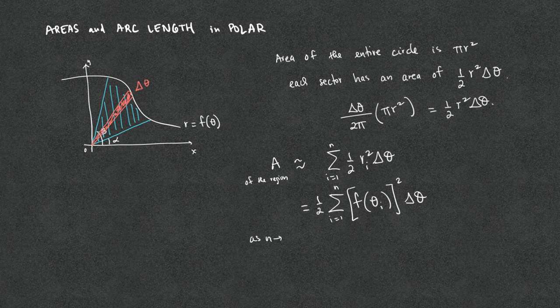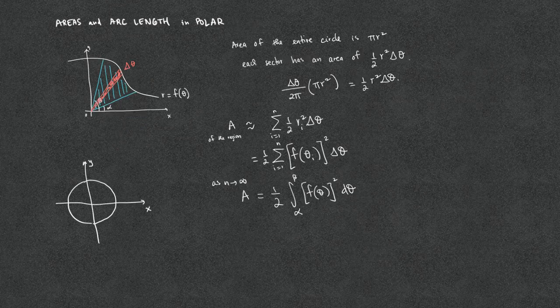And as n goes to infinity, this Riemann sum would give us the exact area. The area of the region is 1/2 the integral of f of theta, the quantity squared, d theta. We add up all of these sectors from alpha to beta. The lower limit of integration is therefore alpha, and the upper limit of integration is beta. This formula can simplify a lot of problems for us.